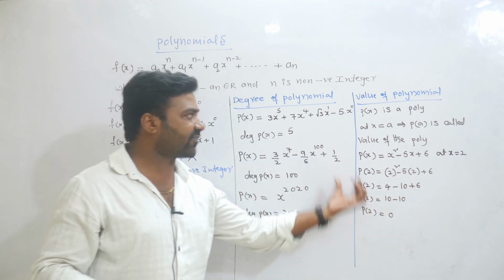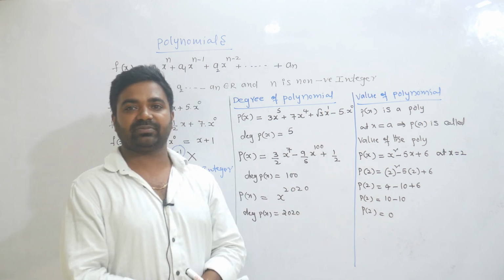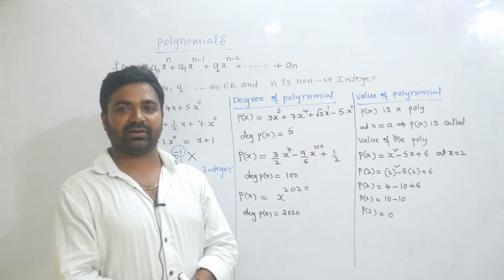Next, after this we can take the zeros of the polynomial. Okay, now close.